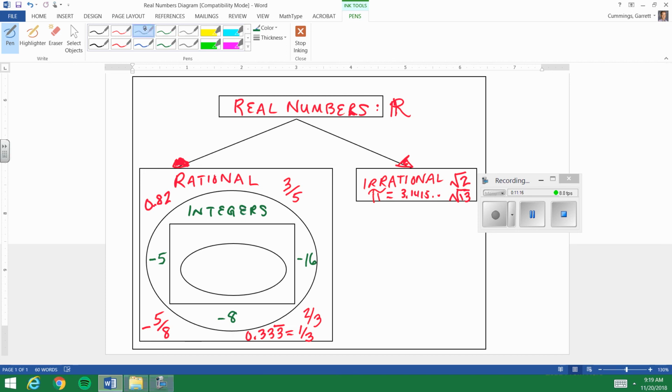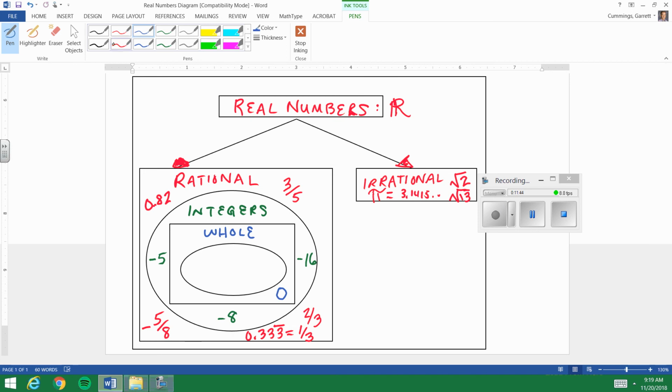Let's move into a more specific class, the whole numbers. There's only one whole number that is not natural, and that is 0. 0, though, is a whole number. It is also an integer. All whole numbers are integers. All integers are rational. 0 could be represented as a ratio of 0 over anything. And all rational numbers are real.